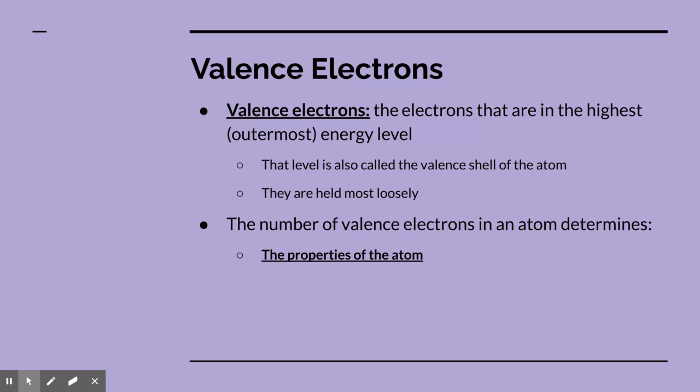But what properties does it change? Well, these valence electrons change the type of ion. It can tell you what type of ion, or if it'll become an ion. But also it tells us the way in which an atom will bond.